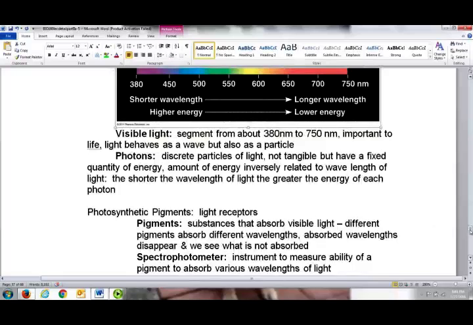So visible light is just the segment that's from about 380 nanometers to 750 nanometers. It's important to life, and light behaves as a wave, but it also behaves as a particle, so it does have a bit of a dual nature to it. The photons are the discrete particles of light. So they are not tangible, but they actually do have a fixed quantity of energy, and the amount of energy is inversely related to the wavelength of the light. So the shorter the wavelength of light, the greater the energy of each photon.